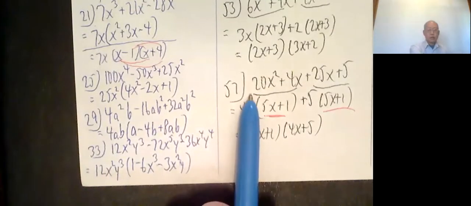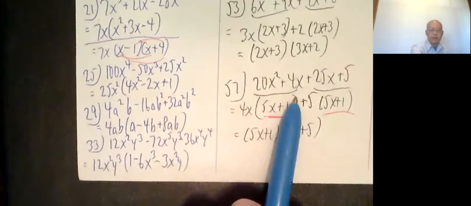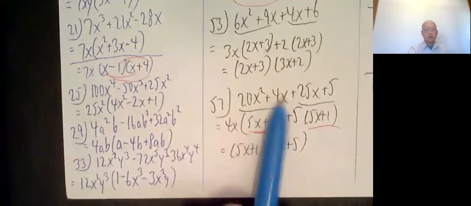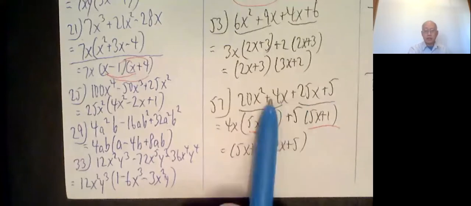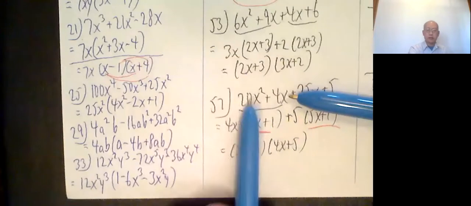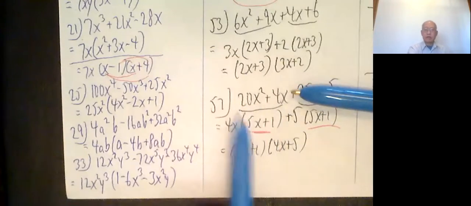57. Okay, 20x squared plus 4x plus 25x plus 5. Okay, and by the way, for these problems, don't combine these. Don't make that like 29x. That's not the idea of the problem. The idea is to factor by grouping. So factor this pair, factor this pair. So what do these have in common?